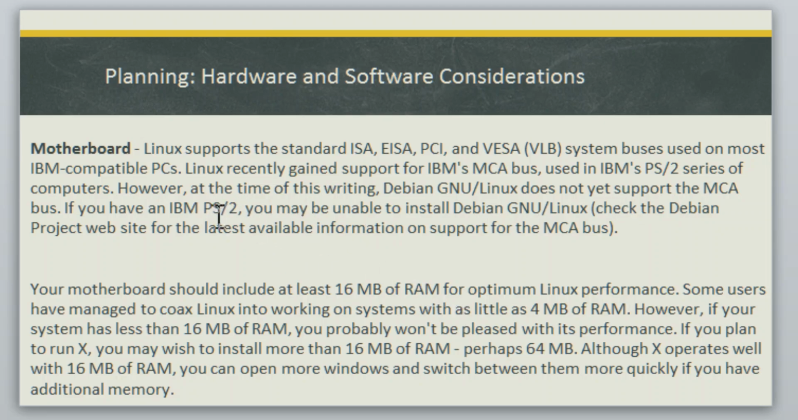Your motherboard should include at least 16 megabytes of RAM for optimum Linux performance. Some users have managed to coax their Linux into working on systems with as little as 4 megabytes of RAM. However, if your system has less than 16 megabytes of RAM, you probably won't be pleased with its performance. If you plan to run X, you may wish to install more than 16 megabytes of RAM, perhaps 64 megabytes. Although X operates well with 16 megabytes of RAM, you can open more windows and switch between them more quickly if you have additional memory.